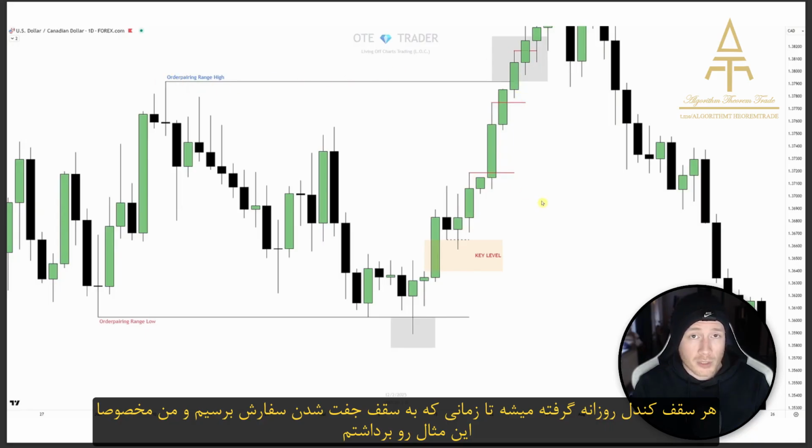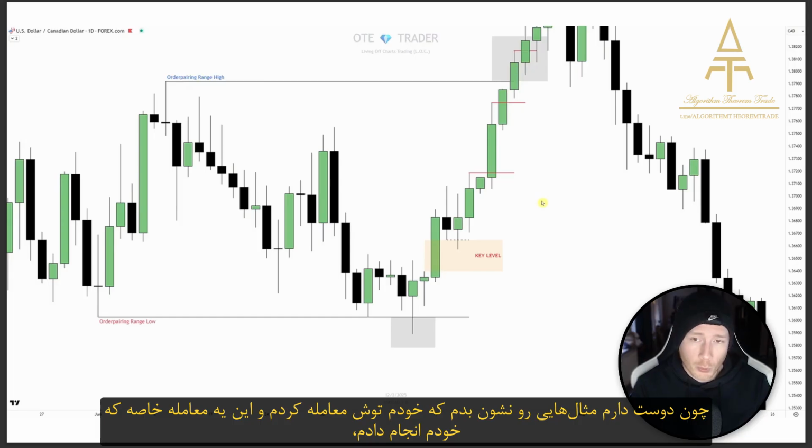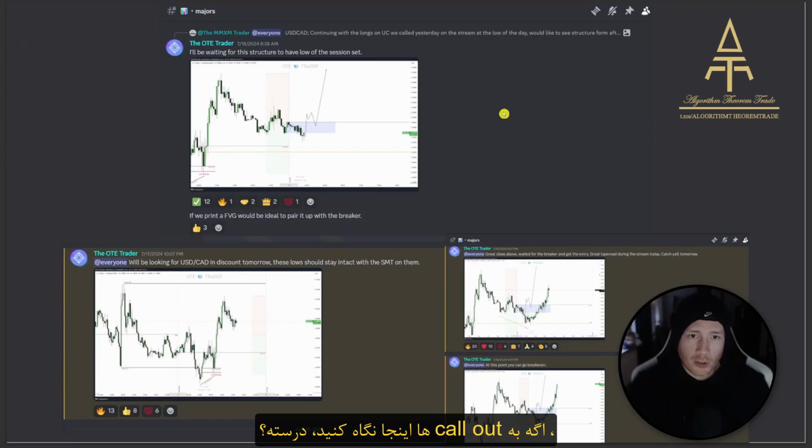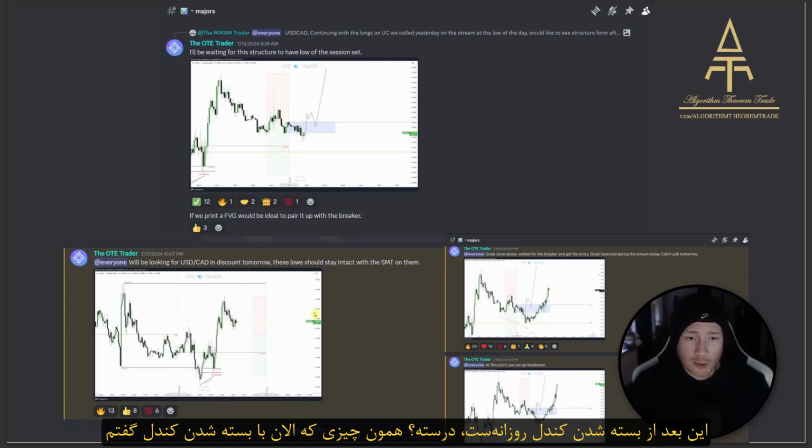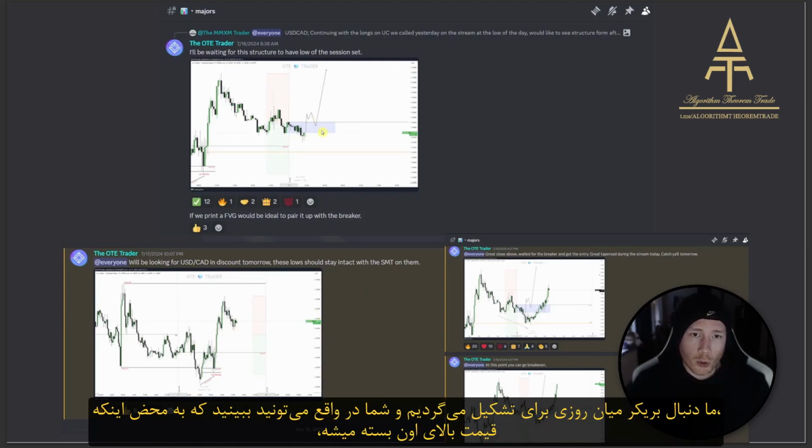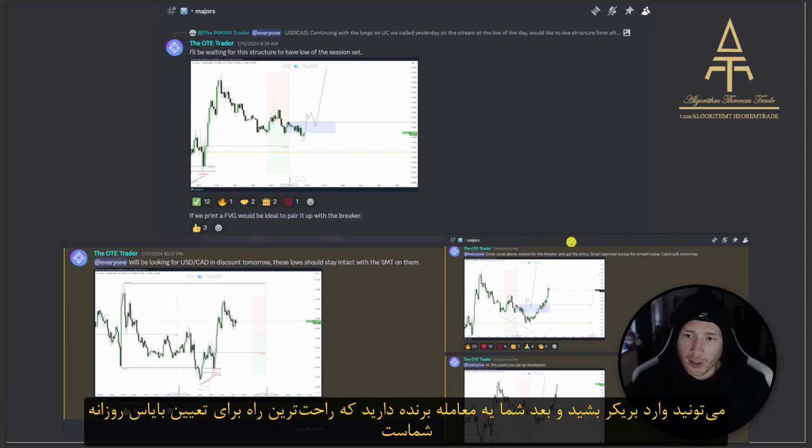And I specifically took this example because I like to show examples where I took trades myself. And this is a specific trade I took myself. So if you look at the call outs over here, right? We'll be looking for USD CAD in discount tomorrow. This is after the daily candle close, right? What I just said with the candle closure. And then we're looking for the breaker intraday to form. And you can actually see once price closes above, and then you can enter the breaker and then you have a winning trade. That's the easiest way to determine your daily bias.